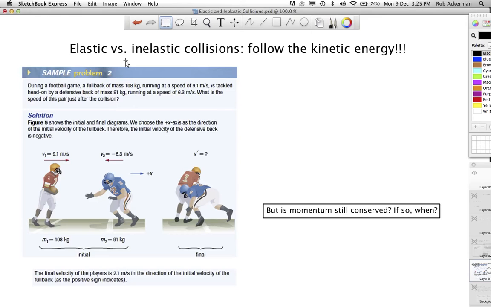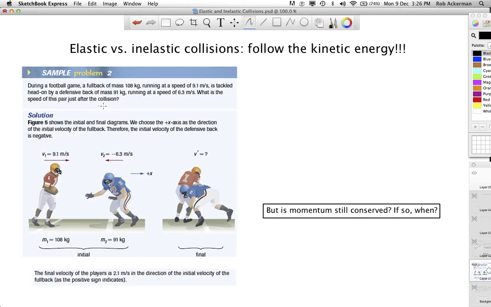Let's have a look at a question that's in the textbook. The textbook is Physics 12 by Nelson, and this is in section 5.2. It's sample problem number 2. You've hopefully already looked at this because it was in the previous lesson, but during a football game there are two players coming toward one another with given velocities. They have given masses. It says that when the tackle occurs, they end up running together.